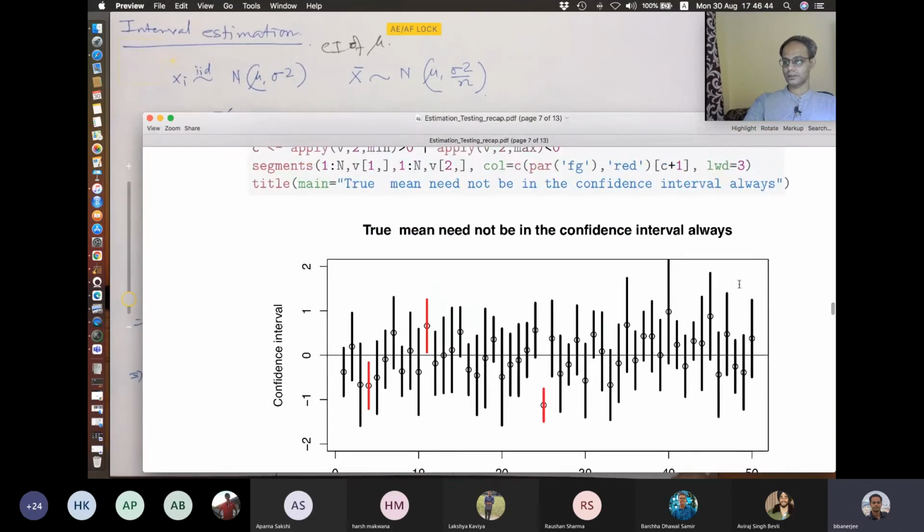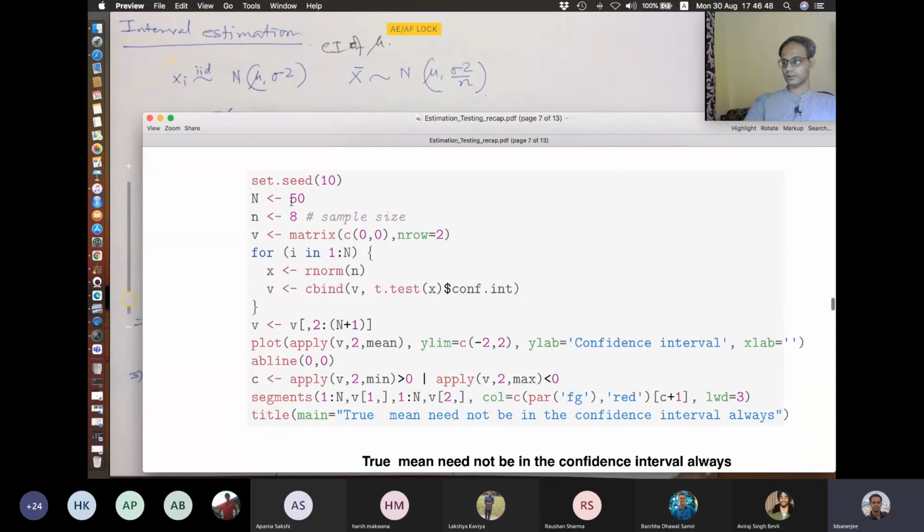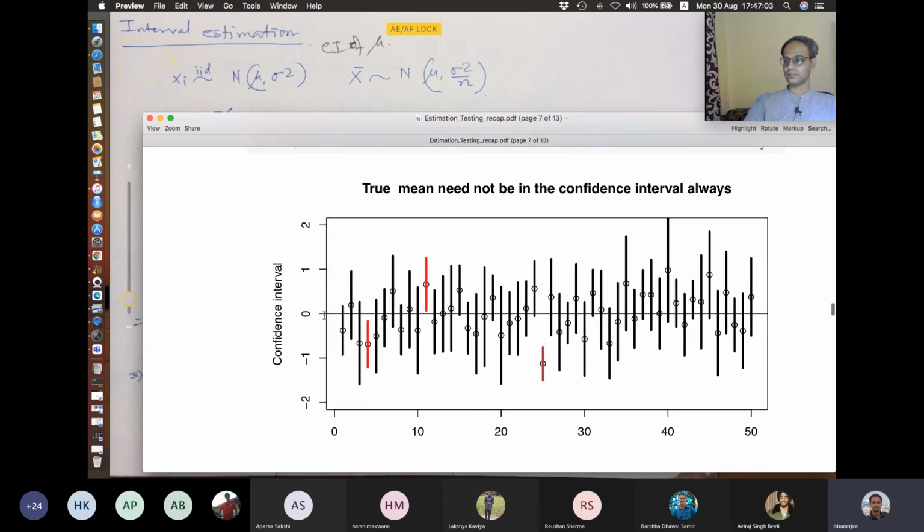So here is an example, a very small sample example. 50 samples are drawn, that means the iteration is done 50 times. Sample size is 8, taken from a normal distribution, and the confidence interval is constructed. Here you can see that the true value is 0. Estimated values are these black circles, and the confidence interval is the segment from top to bottom. This red marked interval doesn't contain the true parameter value, which is 0, but the rest of them all contain the true parameter value.